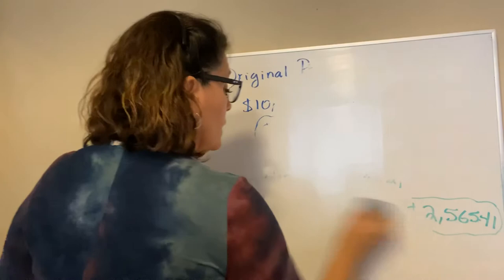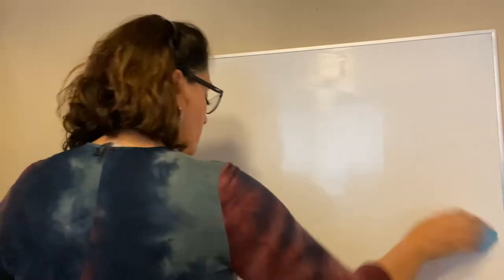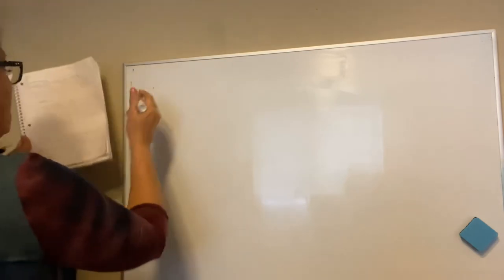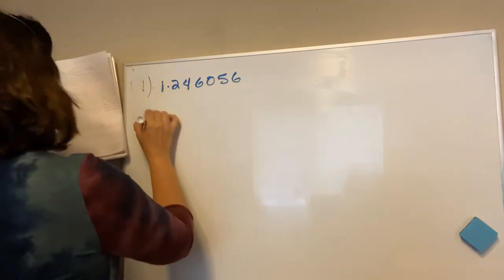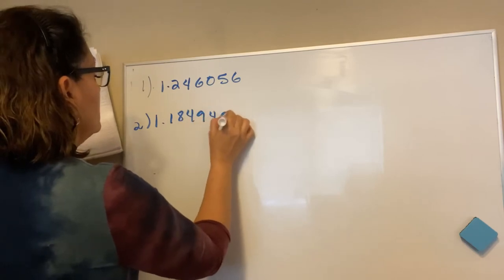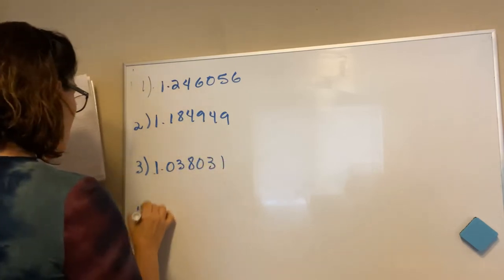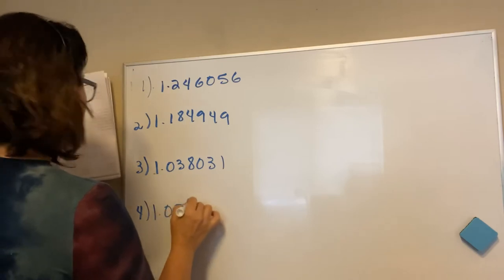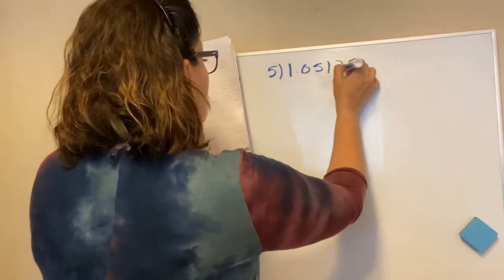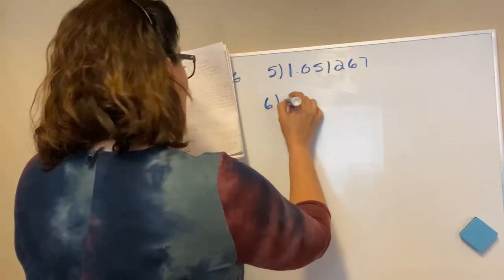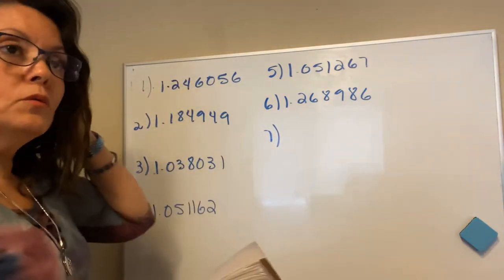Okay, so what am I going to do next? I'm going to give you the numbers that you are going to use for the homework. Number one is 1.246056. Number two, 1.184949. For problem number three, you're going to use 1.038031. Number four, 1.051162. Number five, 1.051267. Number six, 1.268986. And for number seven, they give you three scenarios.